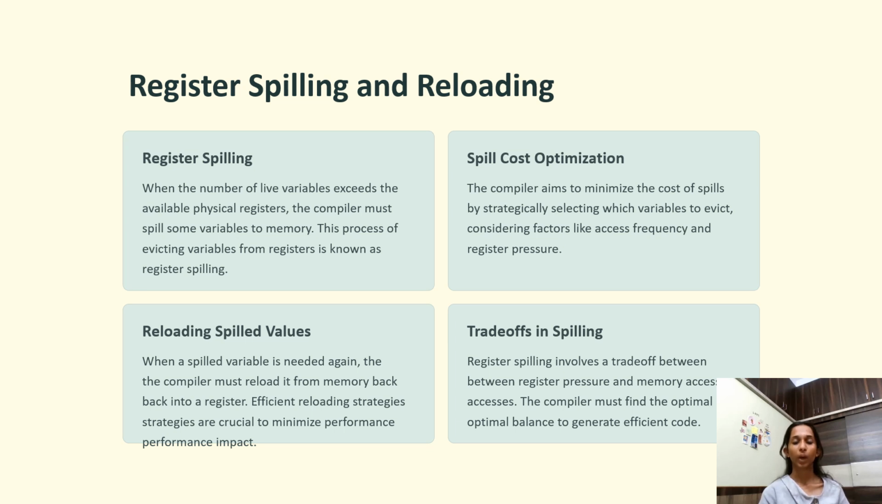Talking about register spilling and reloading. Register spilling is when the number of live variables exceeds the available physical registers. The compiler must spill some variables into the memory. This process of evicting variables from registers is known as register spilling.